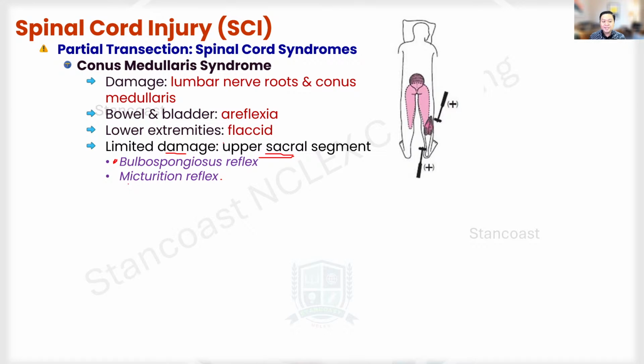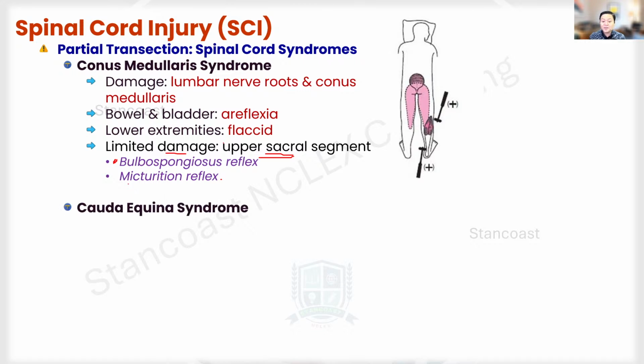Okay. So take a look here in the photo. Again, if the damage is directed into the lumbar region, the nerve roots, or the conus medullaris, then you will see that the patient will have flaccidity of the lower extremities and also areflexia of the bowel and the bladder.